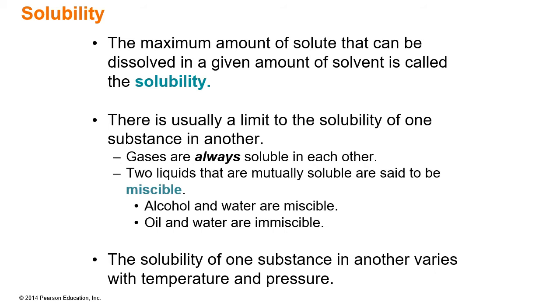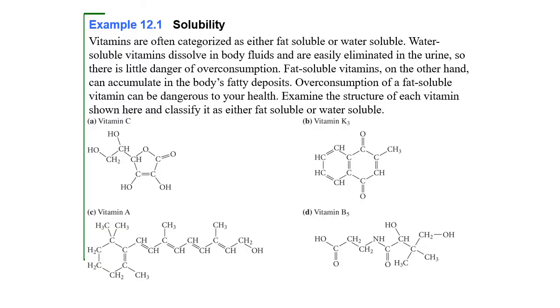The chemist's general rule of thumb is like dissolves like. So if a chemical will dissolve in a solvent, it means that it has similar structure, similar intermolecular forces. Polar molecules and ionic compounds are more soluble in polar solvents, and nonpolar molecules will be more soluble in nonpolar solvents. Let's look at an example.